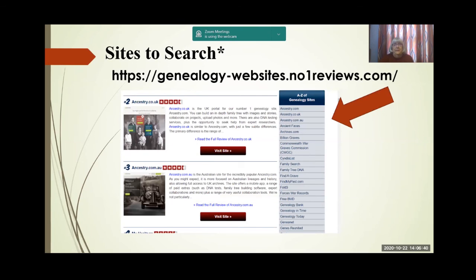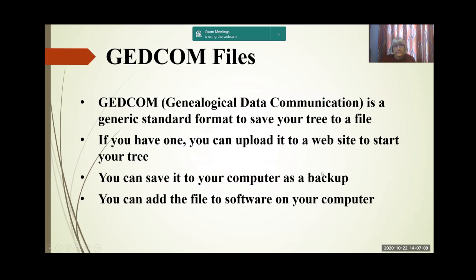So we're back to the website we saw earlier. There are over 25 genealogy sites listed on the right-hand side of the page. Some of these are free. Some of these have two-week free trials. And some of them you will have to get a subscription. But it's a good list to start with.